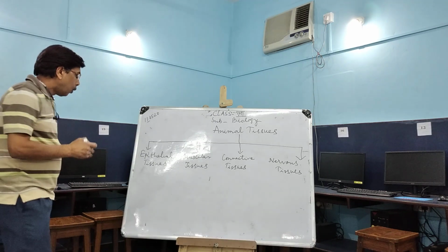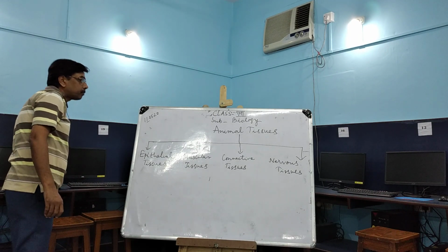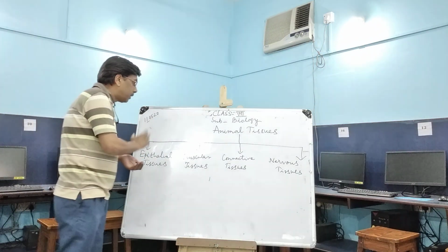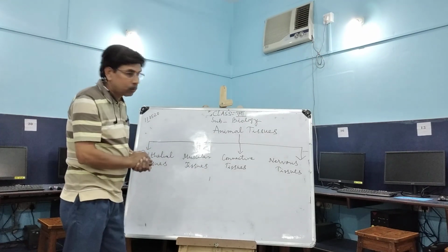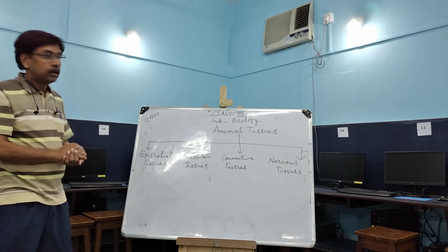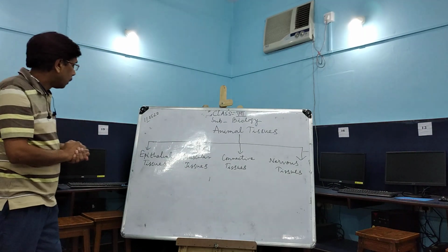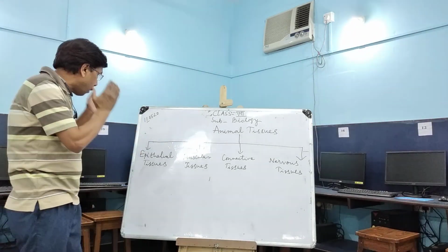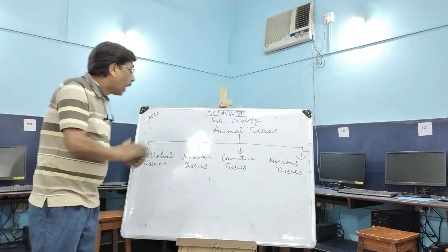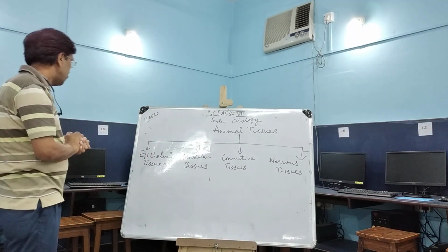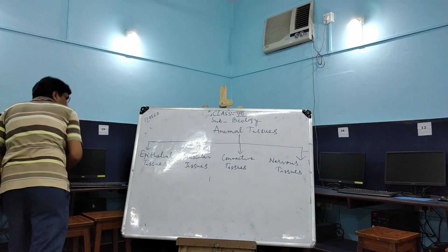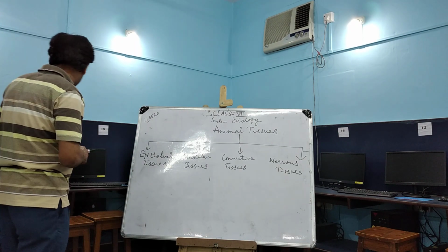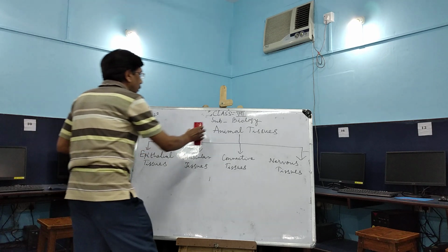So, you can see there are four basic types of animal tissues: epithelial tissues, muscular tissues, connective tissues, and the nervous tissues. These are classified on the basis of types of cells, amount of intercellular materials, and their functions. Now, we will talk one by one about each of them. But first of all, I will discuss epithelial tissues. Okay? So, have a look.